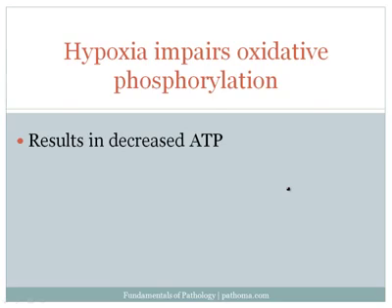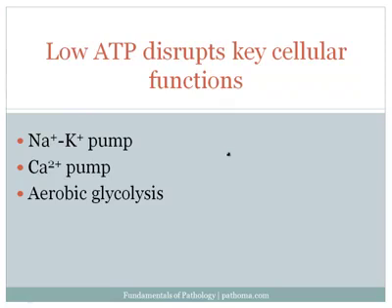So the key principle here is that hypoxia impairs oxidative phosphorylation, which decreases ATP. Now, what's the problem with having a low ATP, and why does that cause cellular injury? It's particularly when it's severe. Well, the idea here is that ATP is necessary for key cellular functions, and perhaps the most important and highest yield would be the notion that ATP is necessary for the sodium-potassium pump.